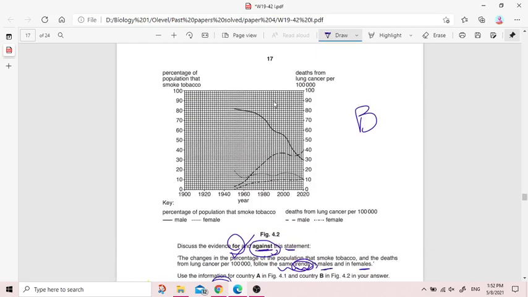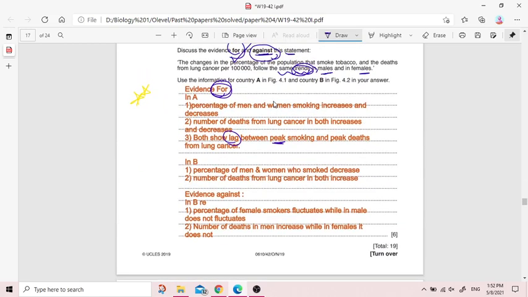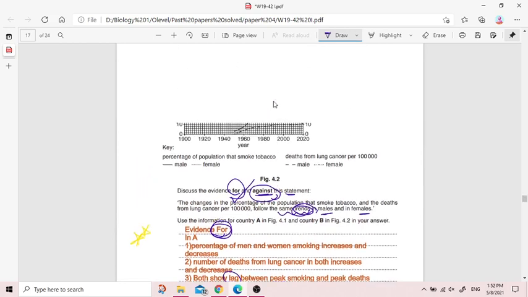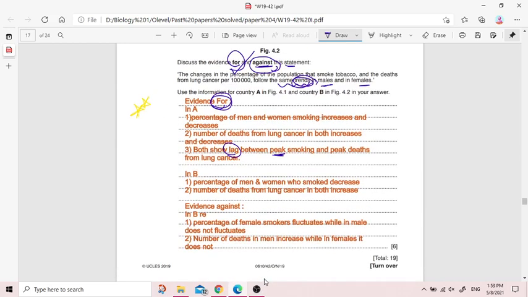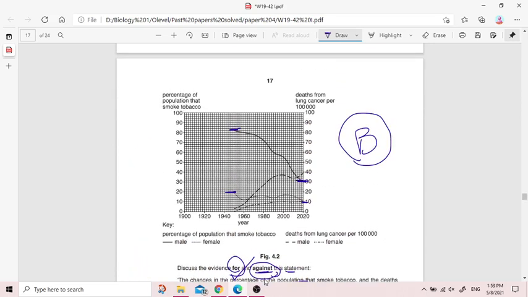Is there evidence with the statement in country B? What is with the statement in country B? The percentage of men and women who smoked decreased. If I look, smoking in males was here and then became here. Smoking in females was here and then became here. So both of them overall decreased. Same pattern. What else? The number of deaths in both increased. If I compare males and females, I find that the death here increased and the death in females also increased.